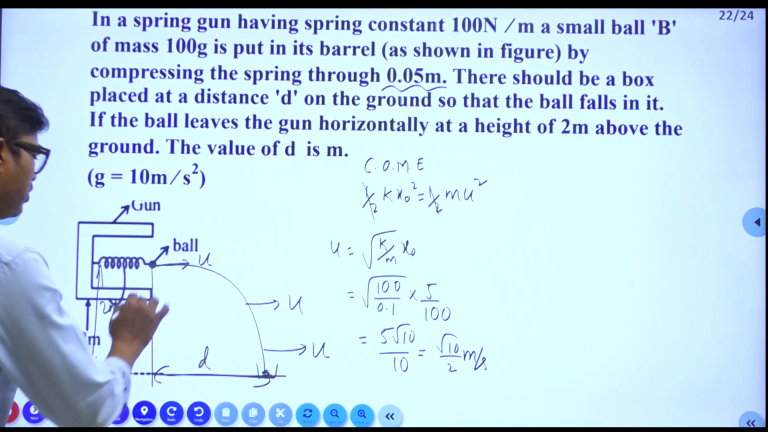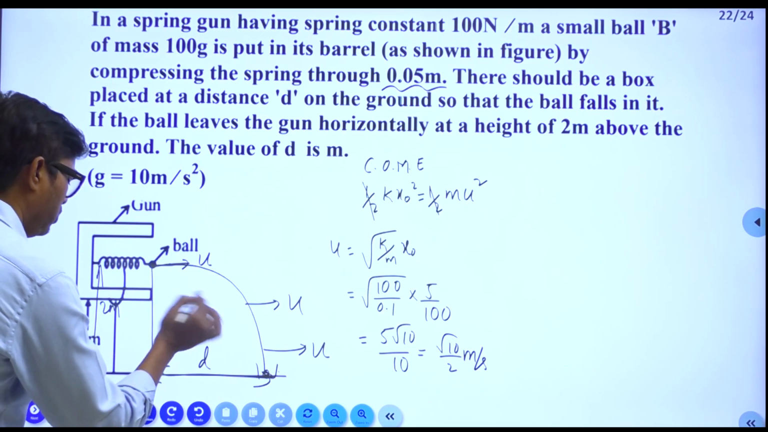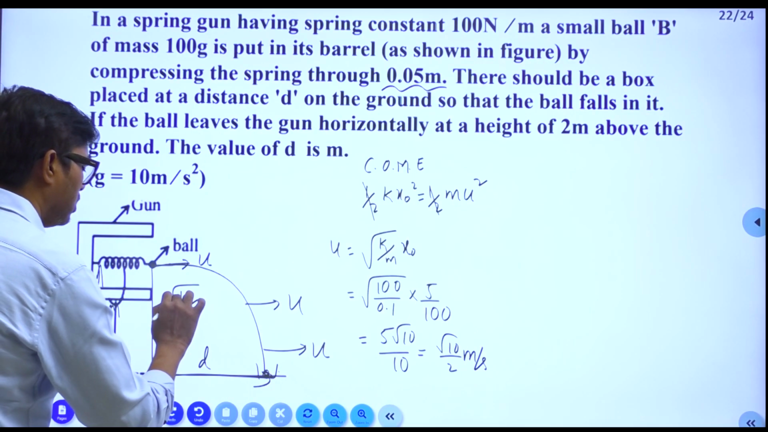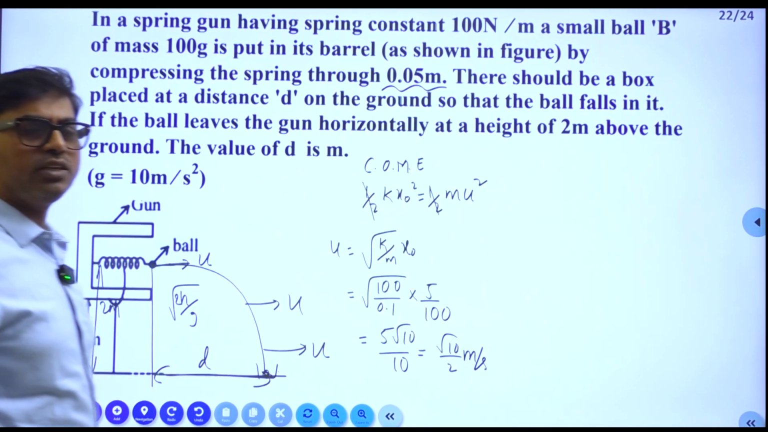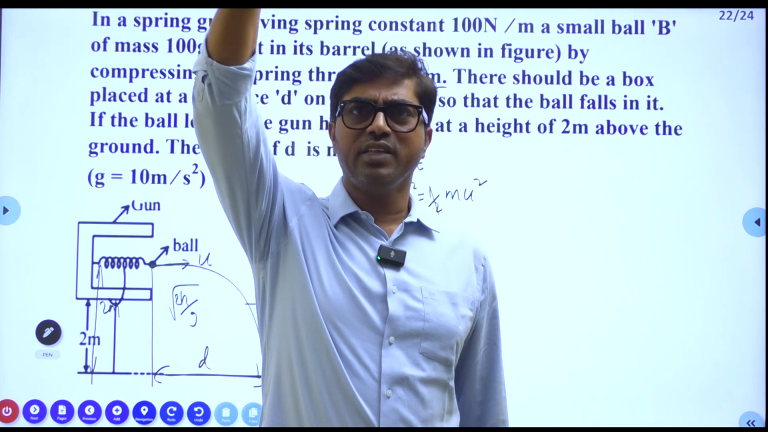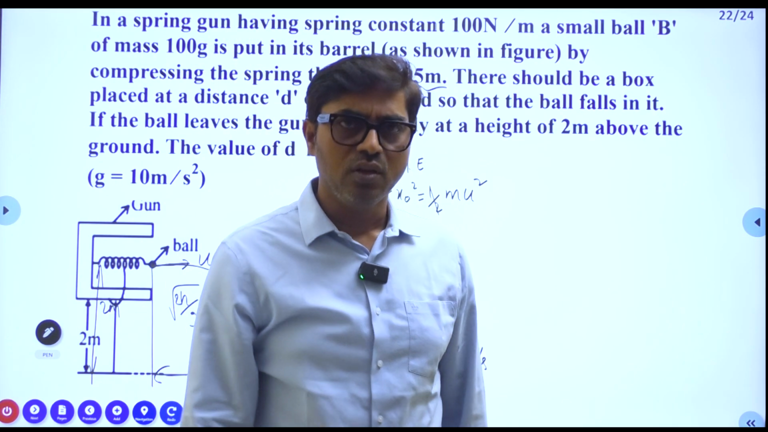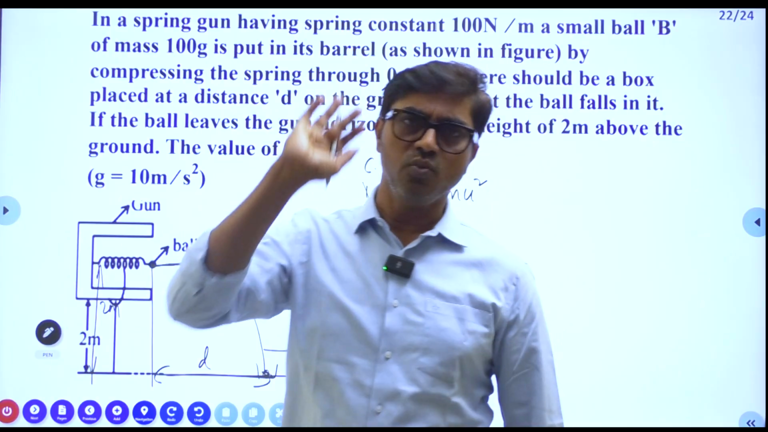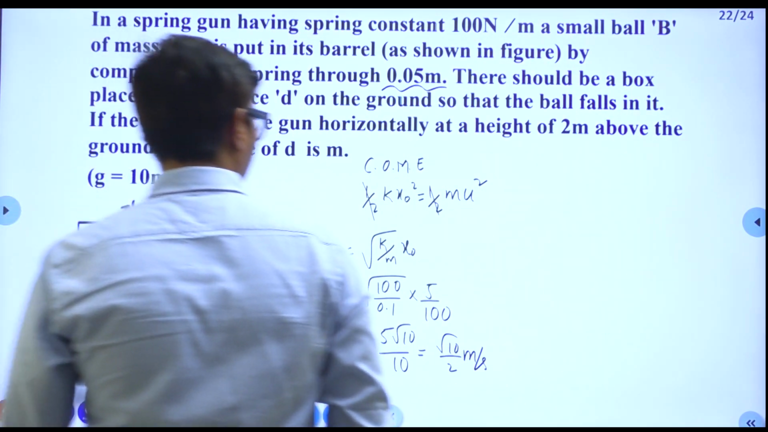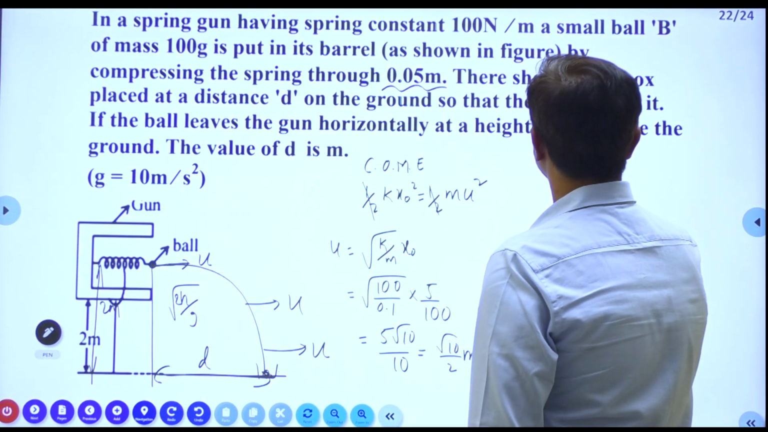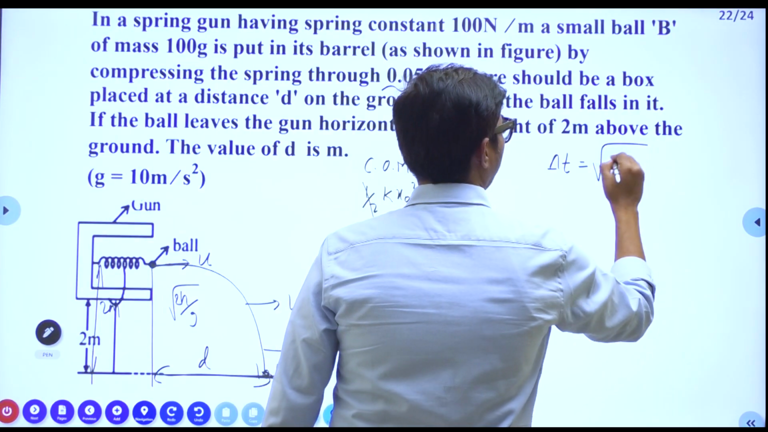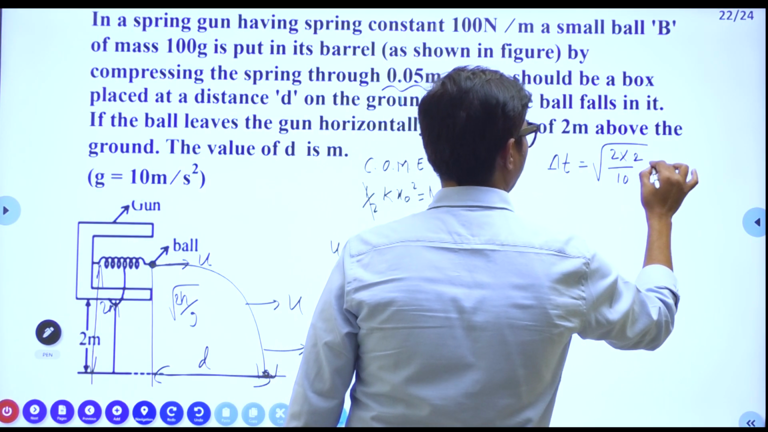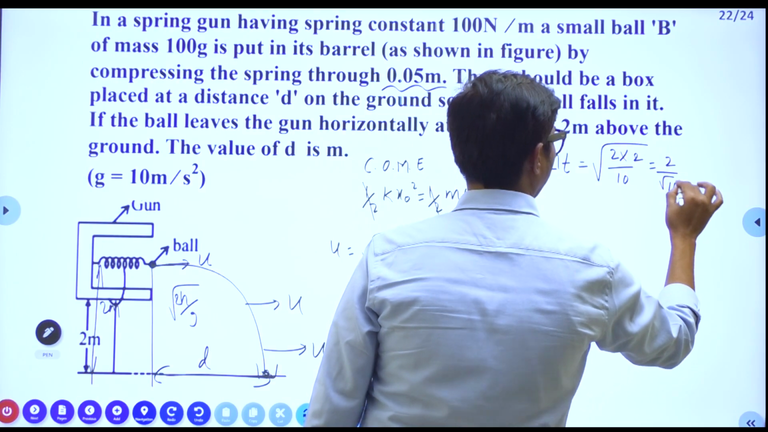Then how much is the time of flight? What is the time of flight? You should know that it is root 2h by g. Time of flight is root 2h by g. If you drop it from a height h, what is the time taken to come down? It is same as projecting horizontally. Even if you project it horizontally, initial vertical velocity is 0. So root 2h by g is the time of flight. Time we can calculate as root over 2 into h, which is given as 2, divided by g. So you will get 2 by root 10.